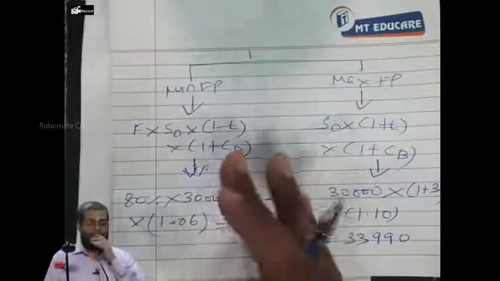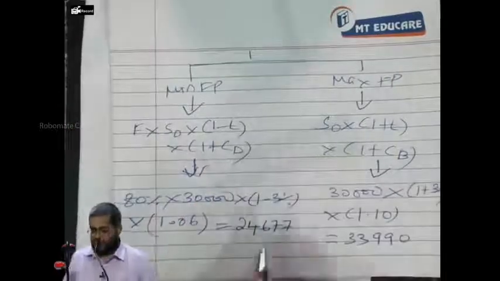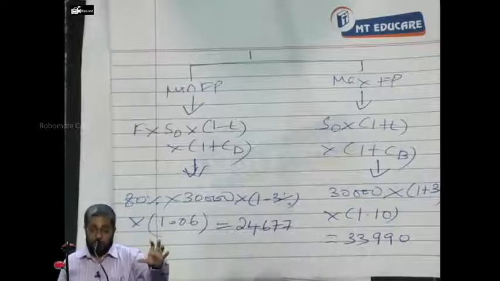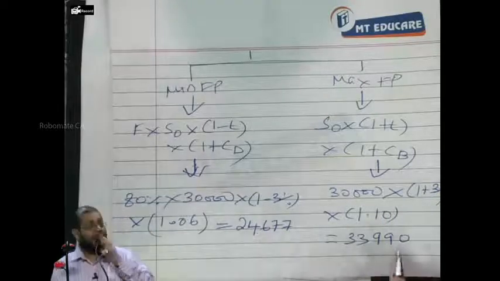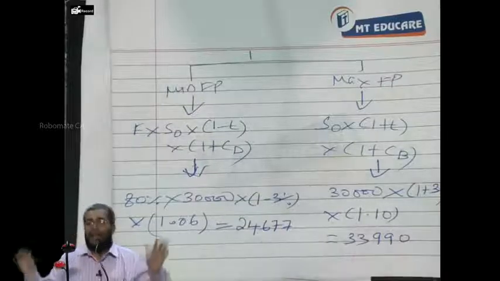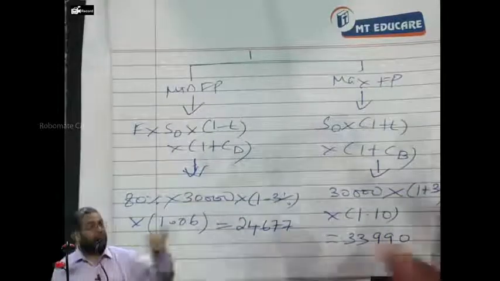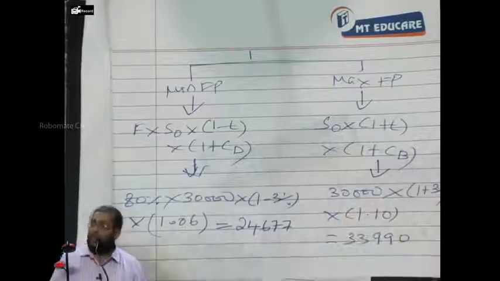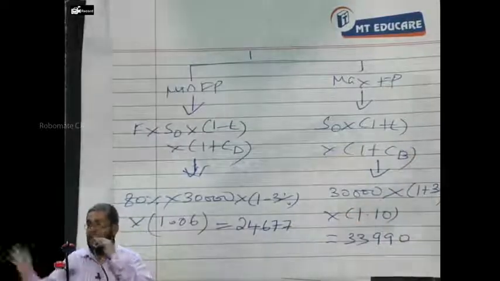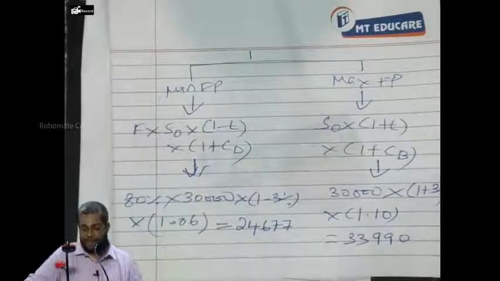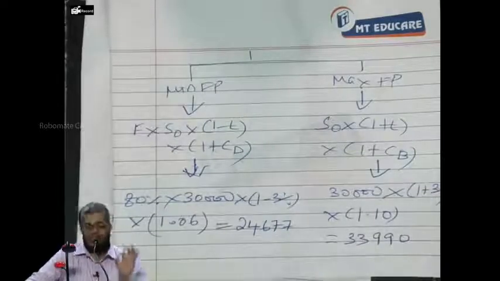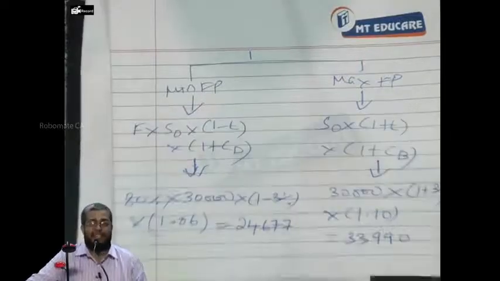In the futures market, if the futures gold is trading between 24,677 and 33,990, I cannot make any arbitrage from the cash and futures market. Yes or no? Below that, above that, I can make what? Arbitrage. That is the meaning of this. I'll explain the logic later. Do you understand the meaning of this or not? Now, first of all, let us see the logic. Very simple, no rocket science.